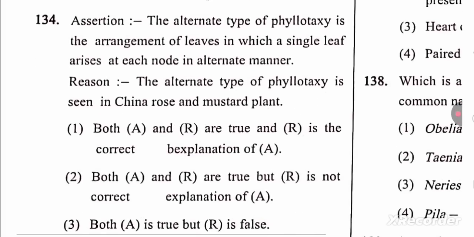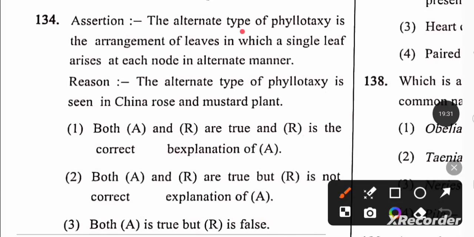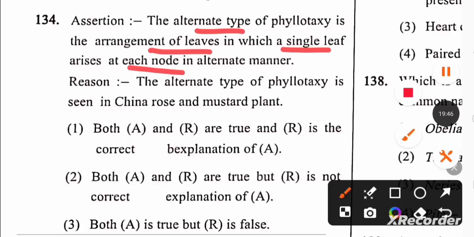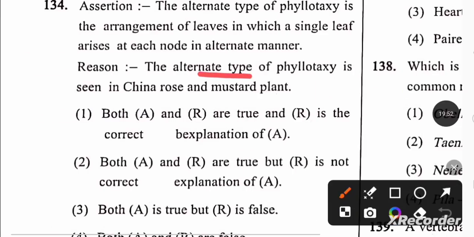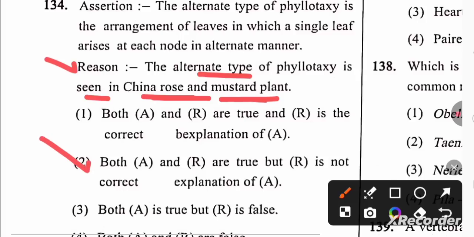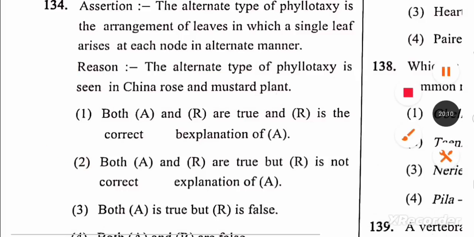There is an assertion: the alternate type of phyllotaxy is the arrangement of leaves in which a single leaf arises at each node. So statement 1 is about alternate phyllotaxy, children. The assertion that has been given is true. Let us go to the reason. The reason says the alternate type of phyllotaxy is seen in China rose and mustard. In the NCERT textbook, the examples given for alternate phyllotaxy are China rose and mustard plant. So the reason is also right, but the reason is not the correct explanation for the assertion. Both A and R are true, but R is not the correct explanation of A. Let us move to the next question.